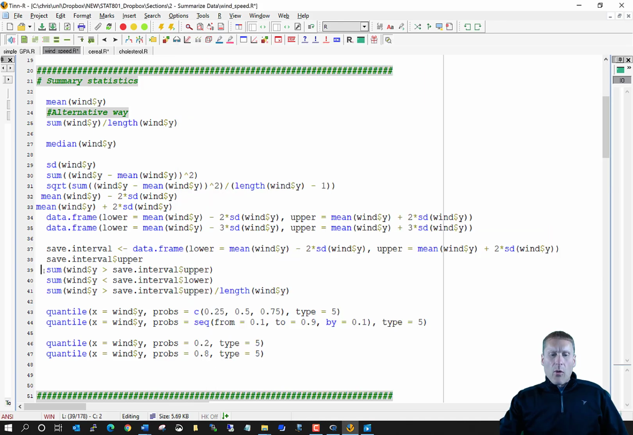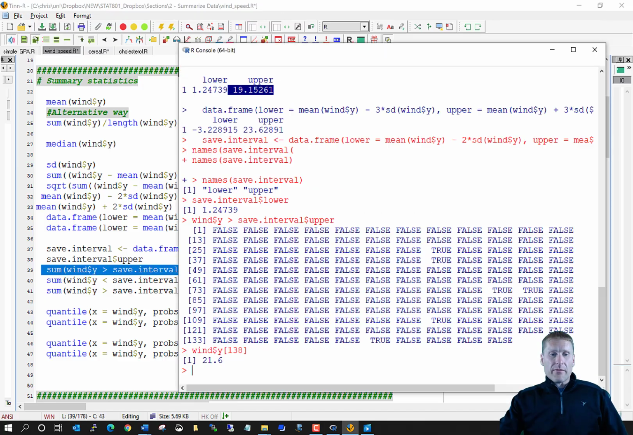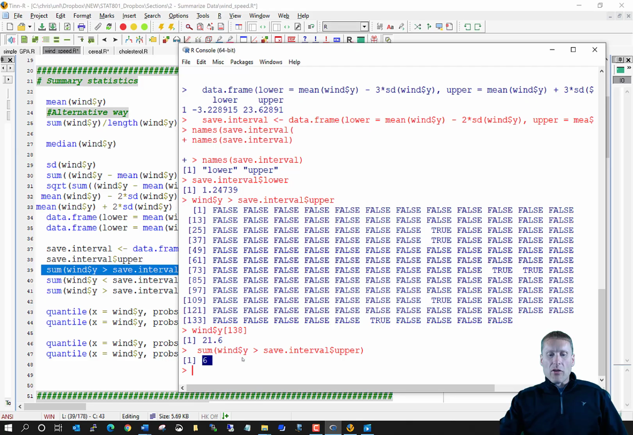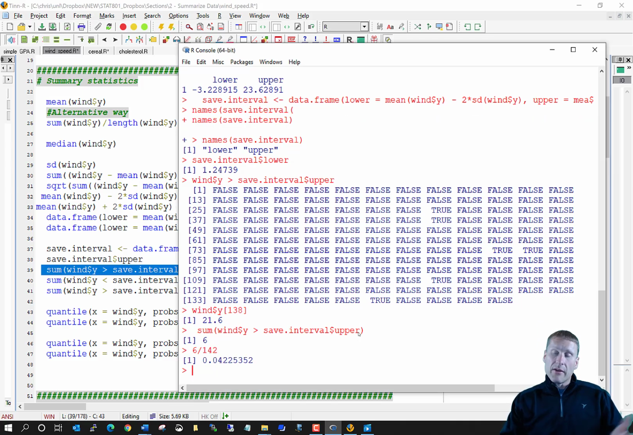And what you can do is actually add the trues and falses, and that might seem odd, but what R does is it takes a true to be a 1 and a false to be 0. So if I do that, we see that there were a total of 6 trues. So 6 times out of 142 is the number of times that we were outside this upper limit. So 6 divided by 142 is about 4% of the time, not much.